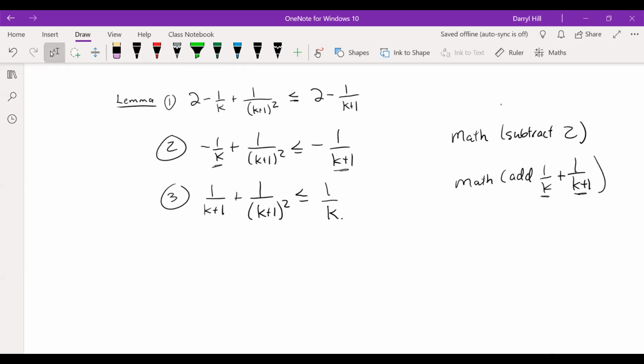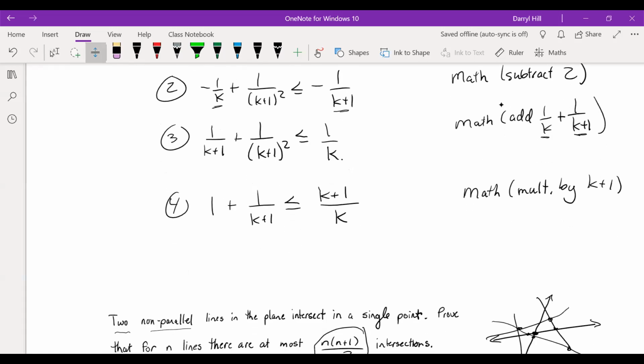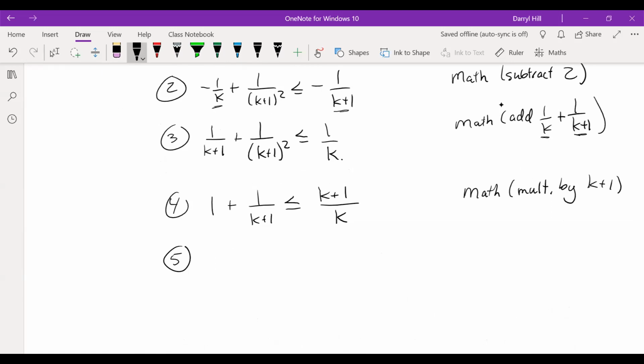Okay. So now if we multiply everything again, I'm going to put what we're doing before. We're going to multiply all the terms by k plus 1. So that means we get 1 plus 1 over k plus 1 less than or equal to k plus 1 over k. And then, so that's 1 plus 1 over k plus 1.